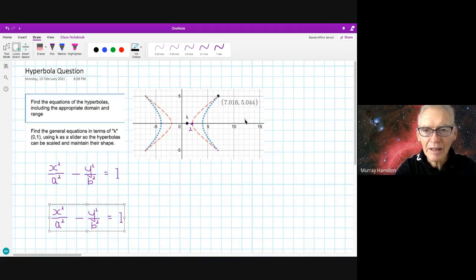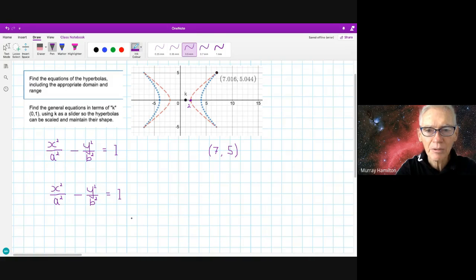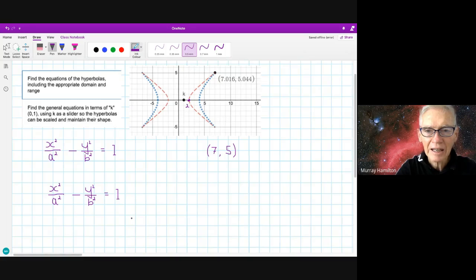Because I want it to go through these points, 7 and 5, or 7.016, I couldn't make an example that was really good. I'm going to cheat a little bit. I'm going to approximate it with 7 and with 5. So we're going to do an approximation first, and then I'm going to show you how to change that approximation and to find the point and do the hyperbola. We're going to start with the red one first.